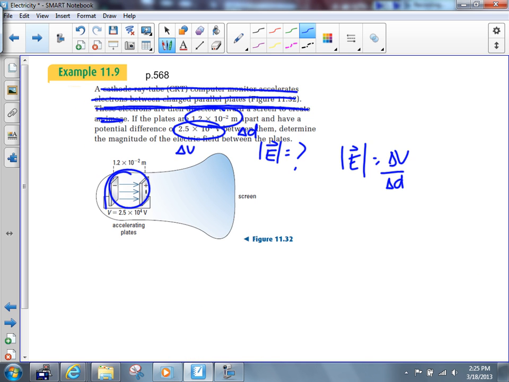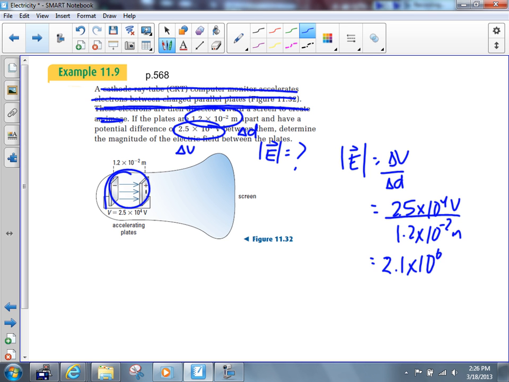All right, it's a pretty straightforward question at this point. Delta V over delta d, we get 25,000 volts, or 2.5 times 10 to the 4 volts, divided by my distance of 1.2 times 10 to the minus 2 meters. And I think when we do the math there, if I remember right, it was 2.1 times 10 to the 6. Is that right? 2.1 times 10 to the 6.